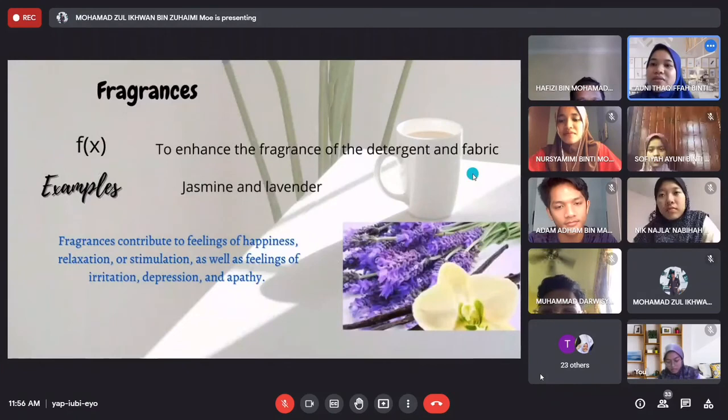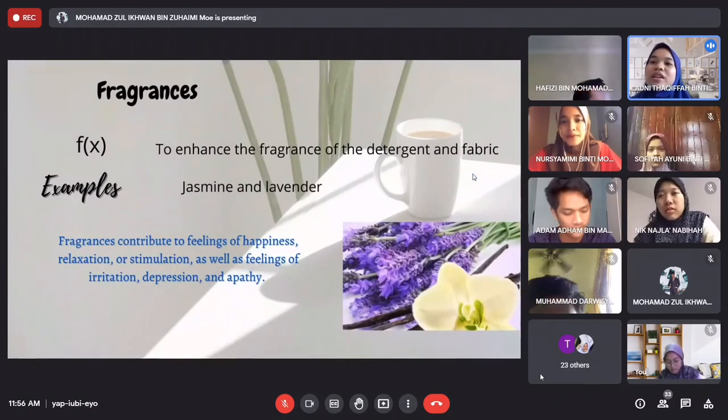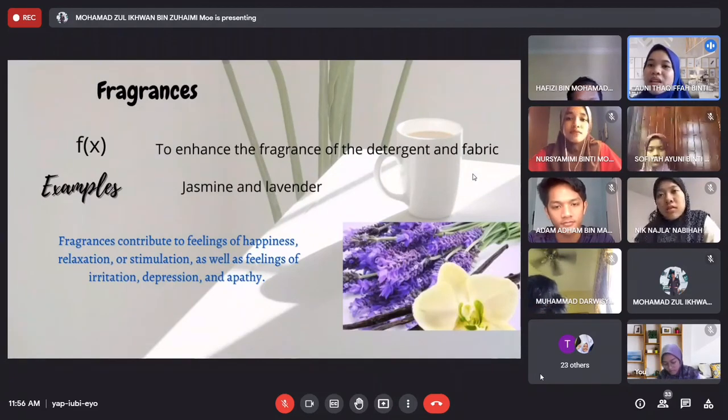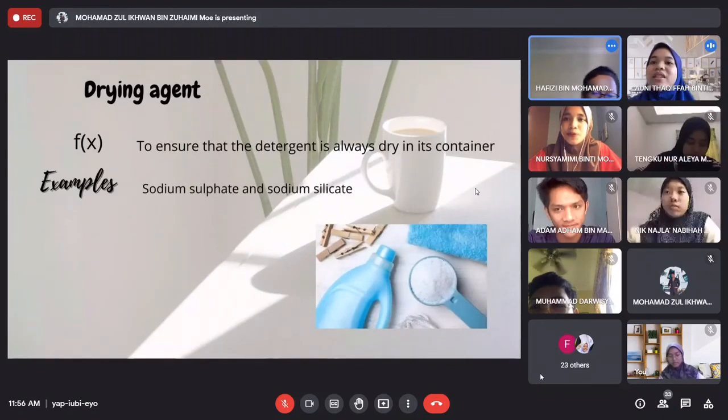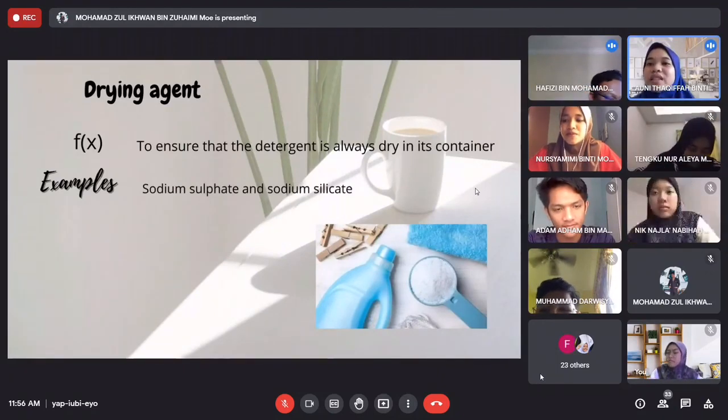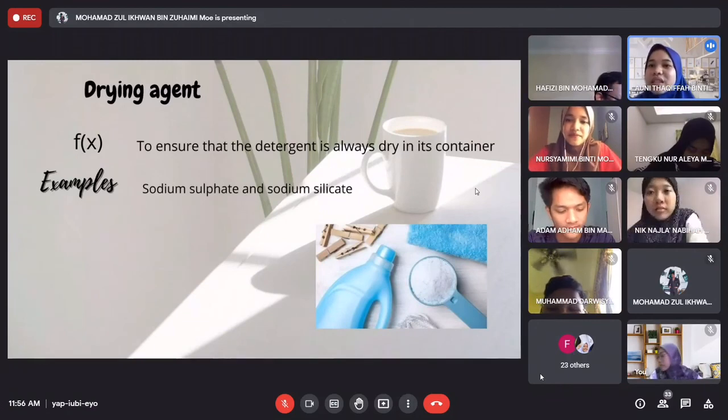Next is fragrances. The function is to enhance the fragrance of the detergent and fabric. Examples are jasmine and lavender. Fragrances contribute to feelings of happiness, relaxation, or stimulation, as well as feelings of irritation, depression, and apathy. Next is drying agent. It's to ensure that the detergent is always dry in its container. Example is sodium sulfate and sodium silicate.